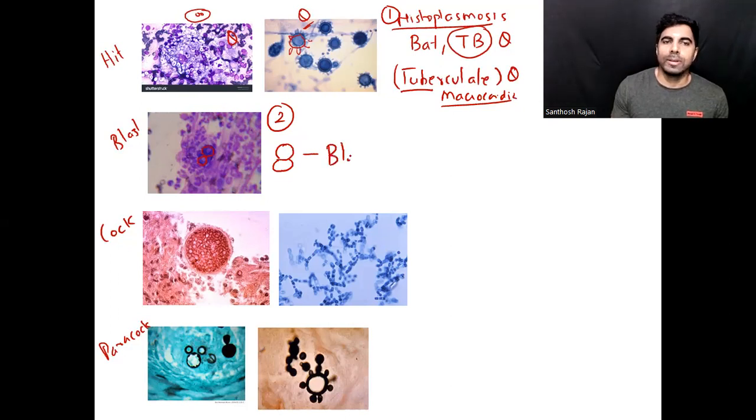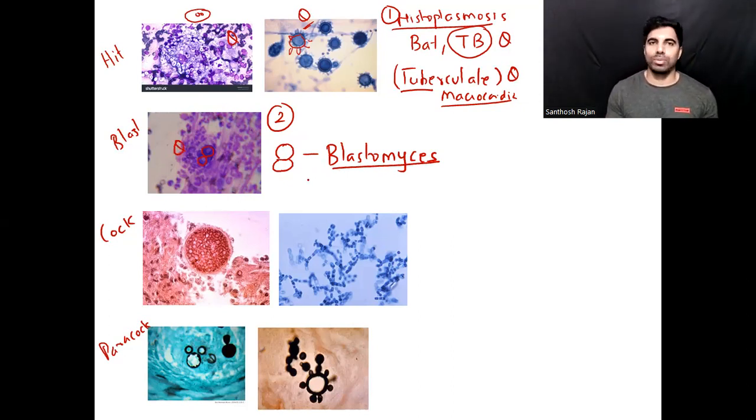So blastomycosis. Blastomyces, please remember, this is North American blastomyces. Just figure of eight. This question will also come. It looks like a B. That's it, so that's easy. You will not mistake it.